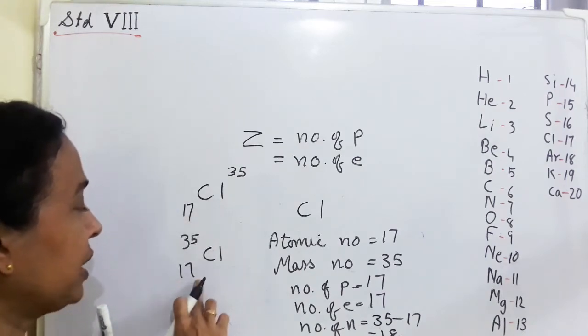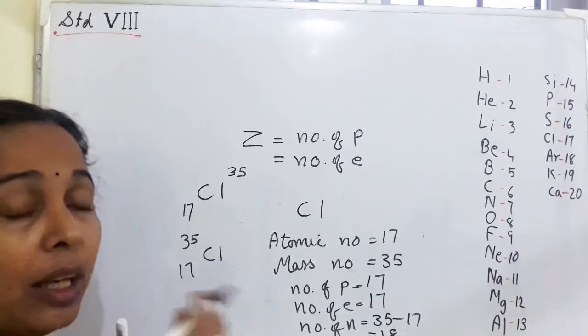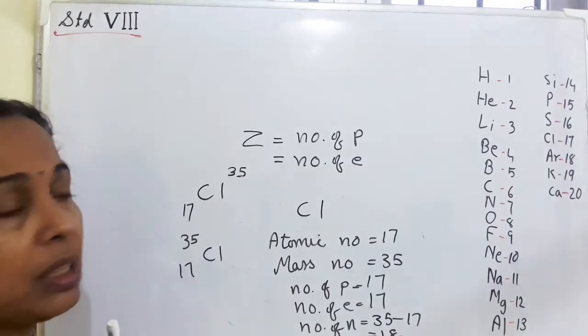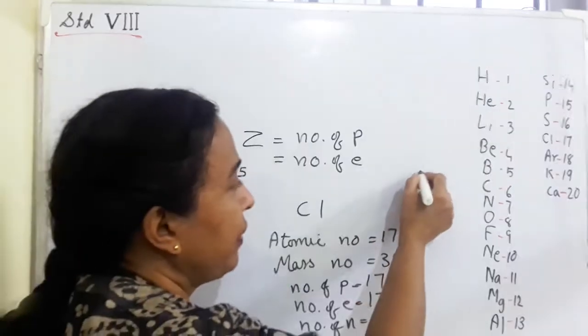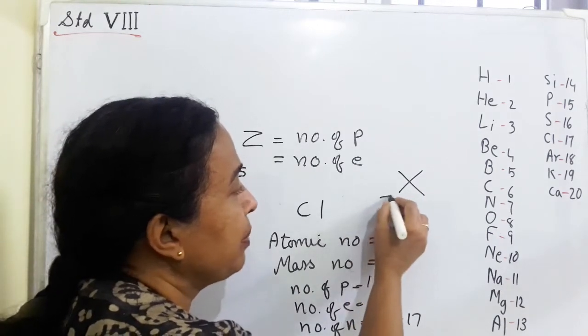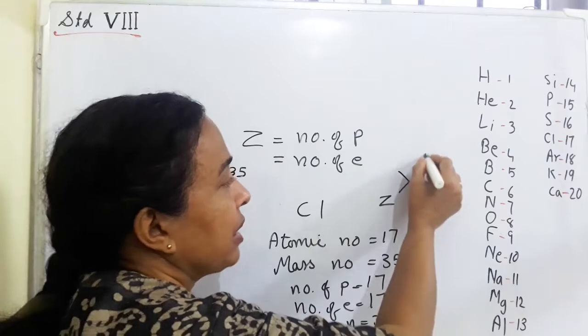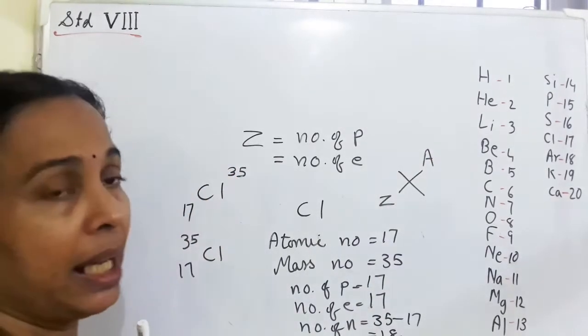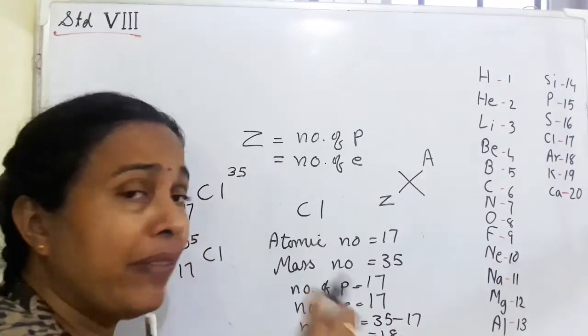Atomic number is always written on the left side as a subscript. So the common representation is, if X is an element, its atomic number is written here. Atomic number is represented by the letter Z and mass number is written by the letter A. So this is the common representation for every element.